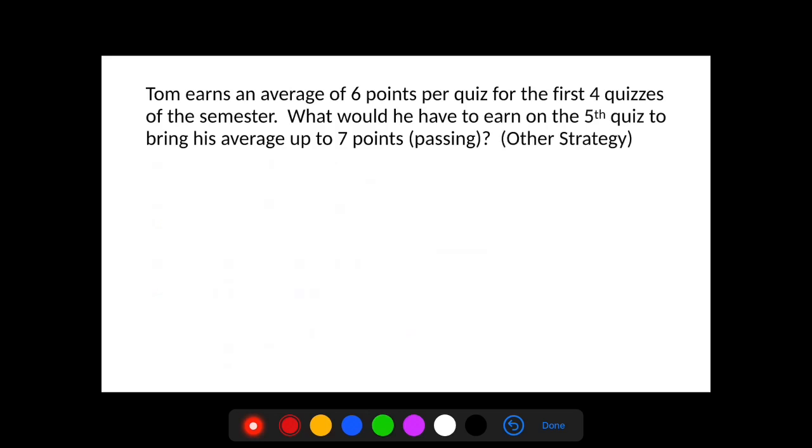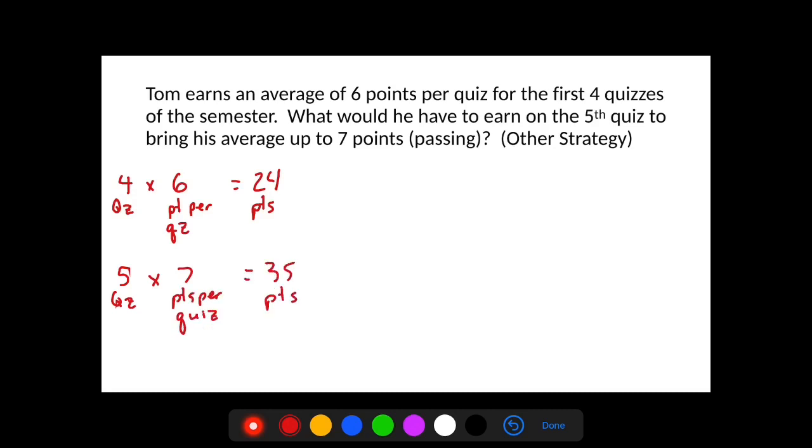Let's solve this with some other strategies. First, I think about how many points Tom has already earned. If I have 4 quizzes with an average of 6 points per quiz, then Tom has already earned 24 points. To have an average of 7 points per quiz, we'd have 5 quizzes times 7 points per quiz for a total of 35 points. So to bring his total up to 35 points, we could take 35 points needed minus the 24 points already earned, so that last quiz would have to be 11 total points.